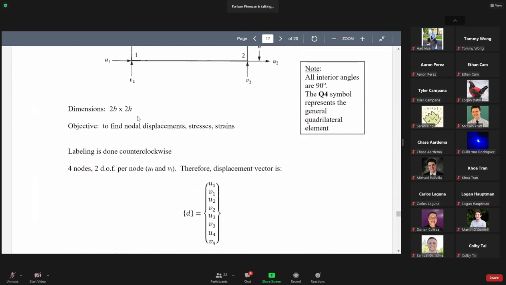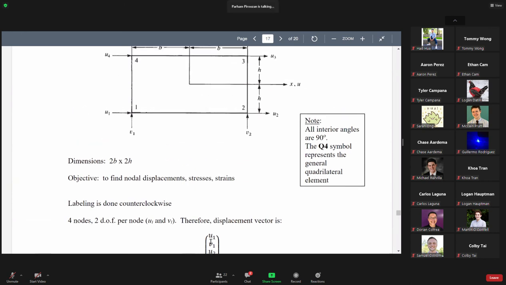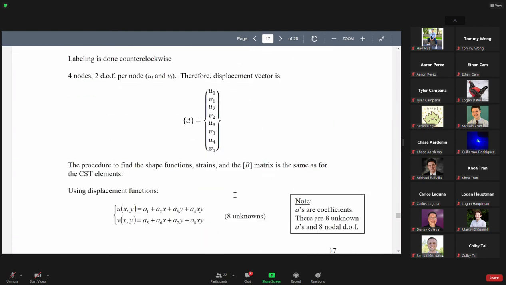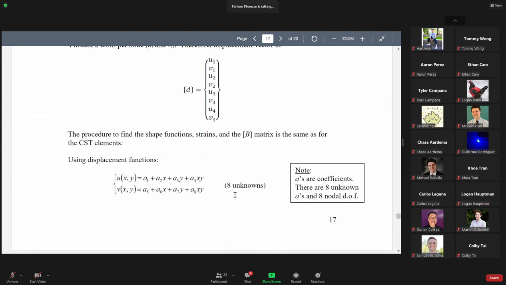Again, this is 2b by 2h, the dimensions of this one. Our element stiffness matrix should be, each node has a displacement in the X direction and in the Y direction, so there are 8 components here. And again, labeling is counterclockwise, always go like this. So this element is called 1, 2, 3, 4, like this. This derivation is very similar to what we did for triangular elements, so I will go a little bit faster.